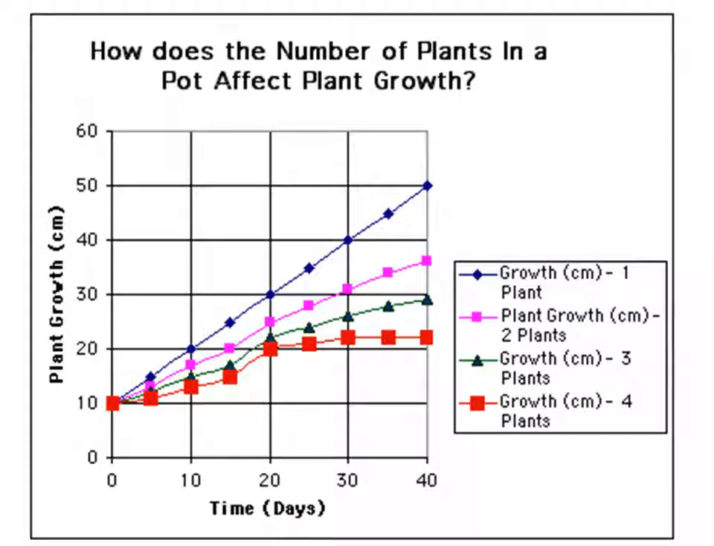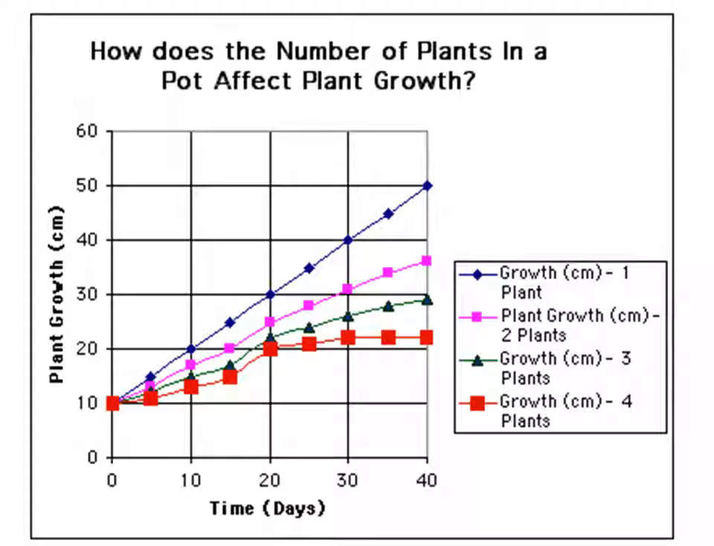Another research idea might be to look at the number of plants in a pot and how that affects the growth of the plants. On this line chart, you have days on the x-axis, and you have plant growth in centimeters of height. And the question is, how does the number of plants in a pot affect plant growth?